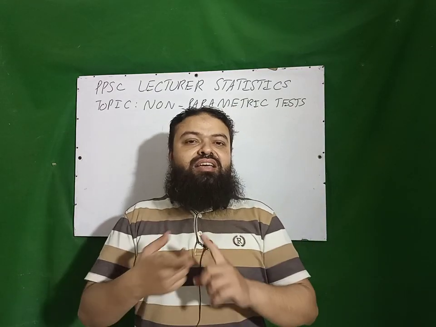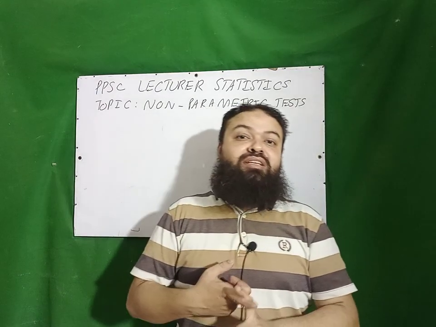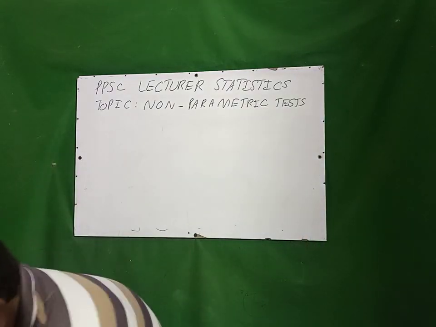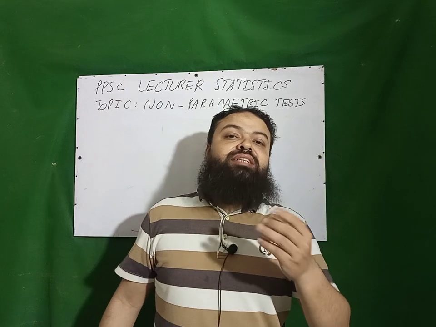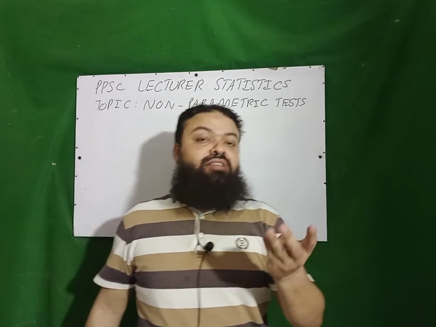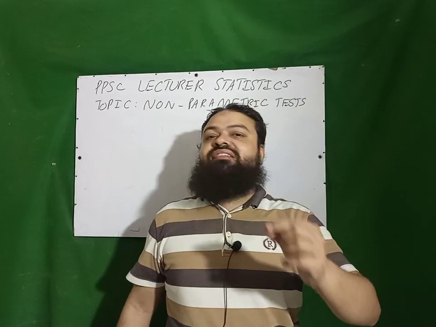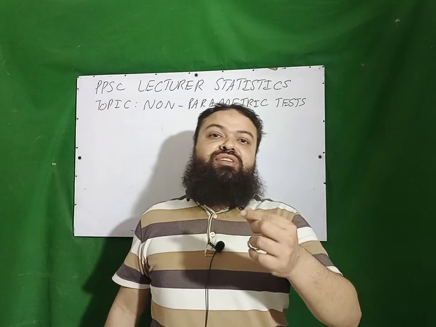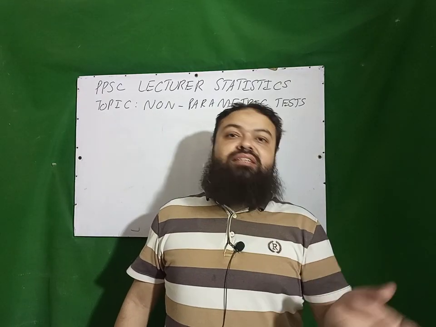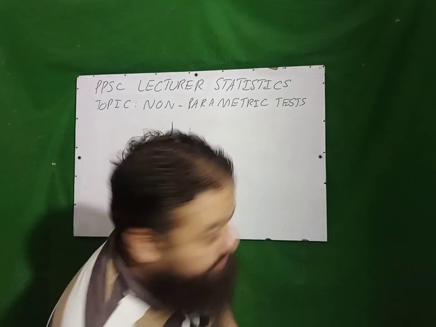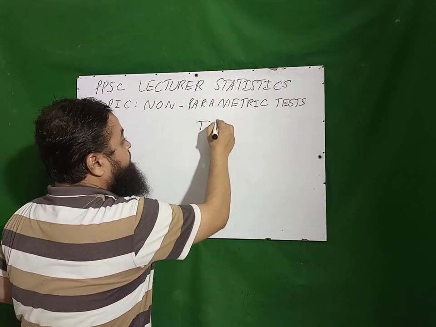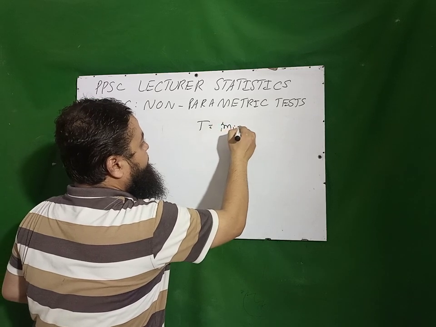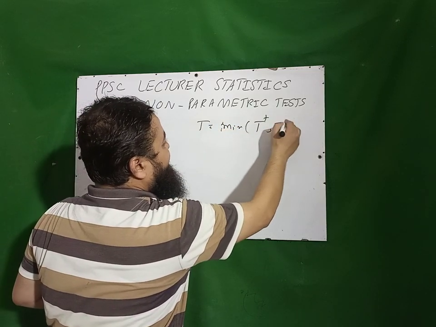Then I discussed that it has the binomial distribution, and then we discussed the very important Wilcoxon signed rank test, in which we take the differences as well as the magnitude, and it is used as an alternative to the paired differences t-test. Then I told you the test statistic of Wilcoxon signed rank is T, which is the minimum of T plus or T minus.